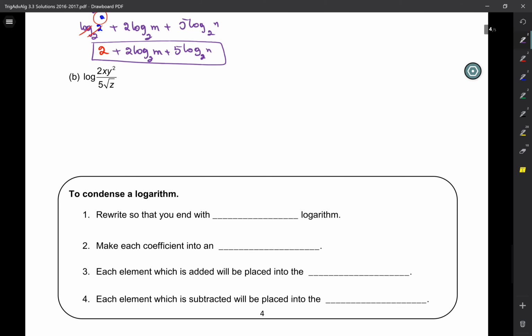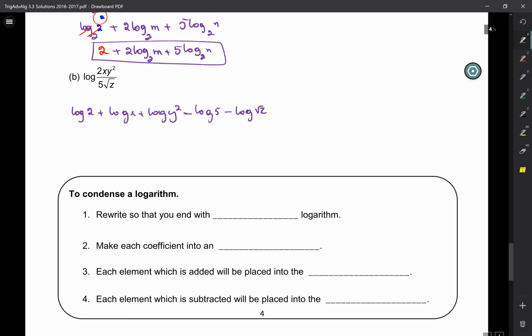Okay. All right, let's do this one. So it's log 2 plus log x plus log y squared minus log 5 plus log z squared. Minus or plus? Minus log root z. Okay, so that changes to z to the 1/2, right? Okay, so then what happens to the half? It comes down. The 2 here comes down. So finally, what do I have? Log 2 plus 2 log y minus log 5 minus 1/2 log z.